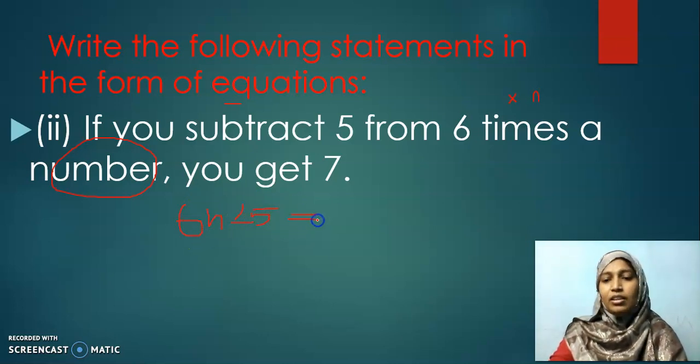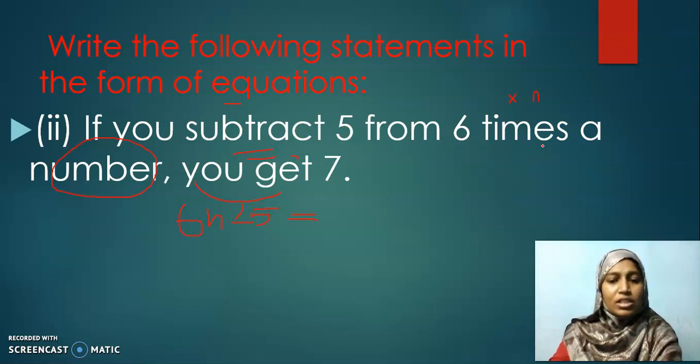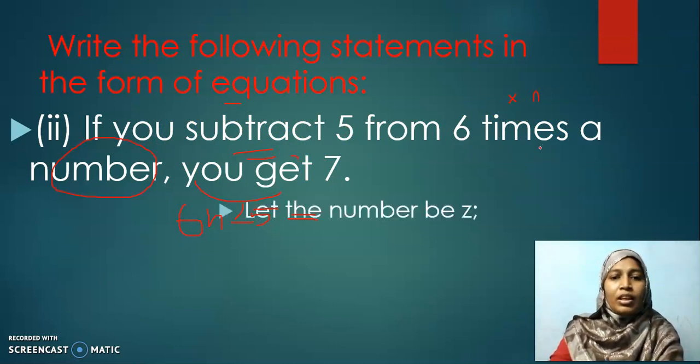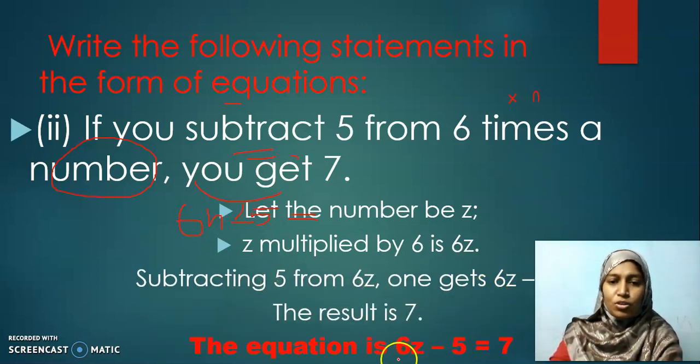In the place of 'you get', I am going to use the symbol equal to. For each and every word, I have replaced the symbols and signs. So, what is the answer for this? 6n minus 5 is equal to 7. This is the answer.